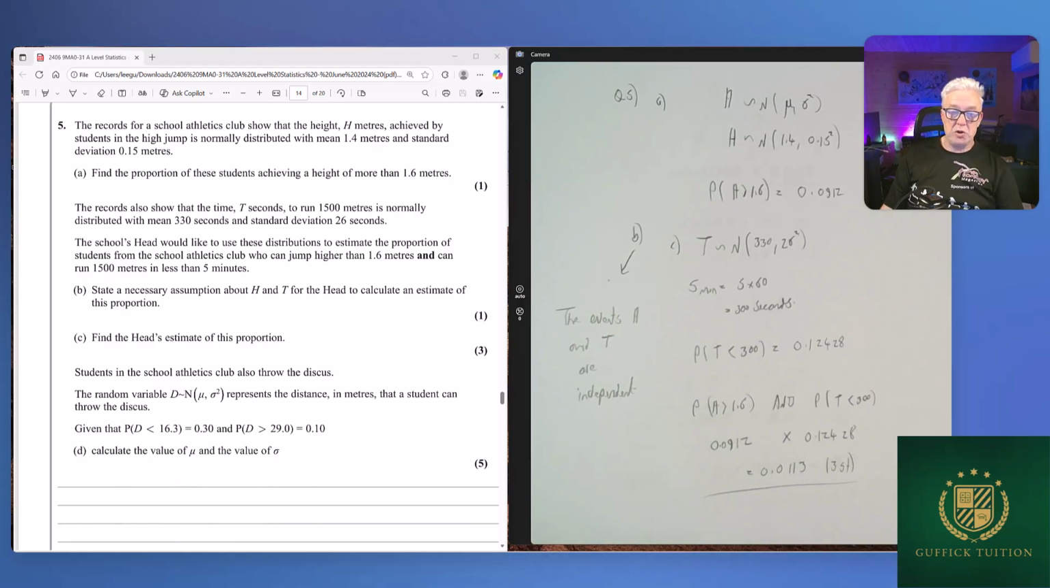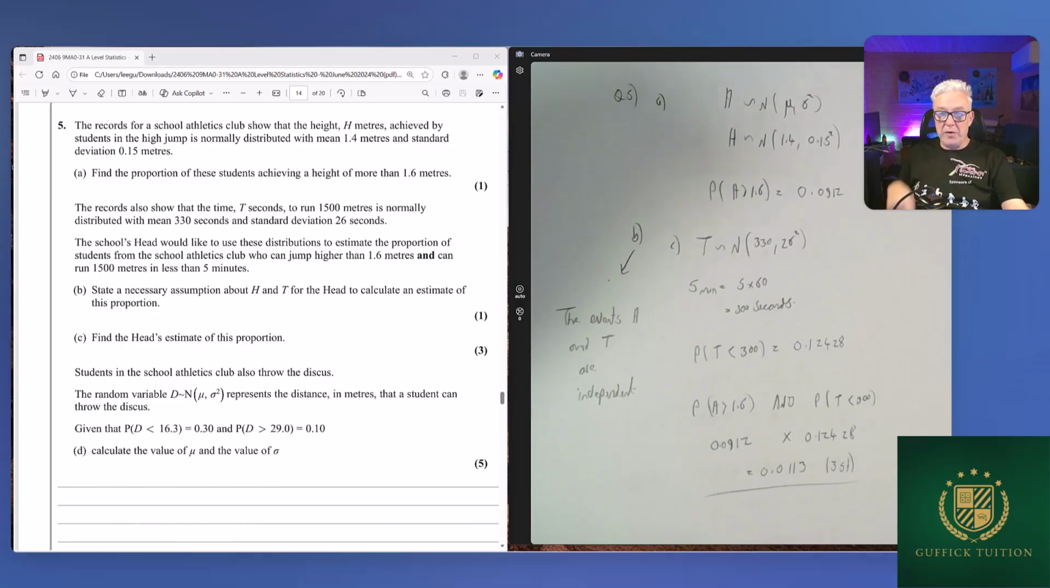Okay, so we're going to assume that one is not dependent on the other, they're independent. So that's our assumption. Whether it's true or not, I don't know, but you need to assume that they are independent. Now, part C. It says find the head's estimate of this proportion.